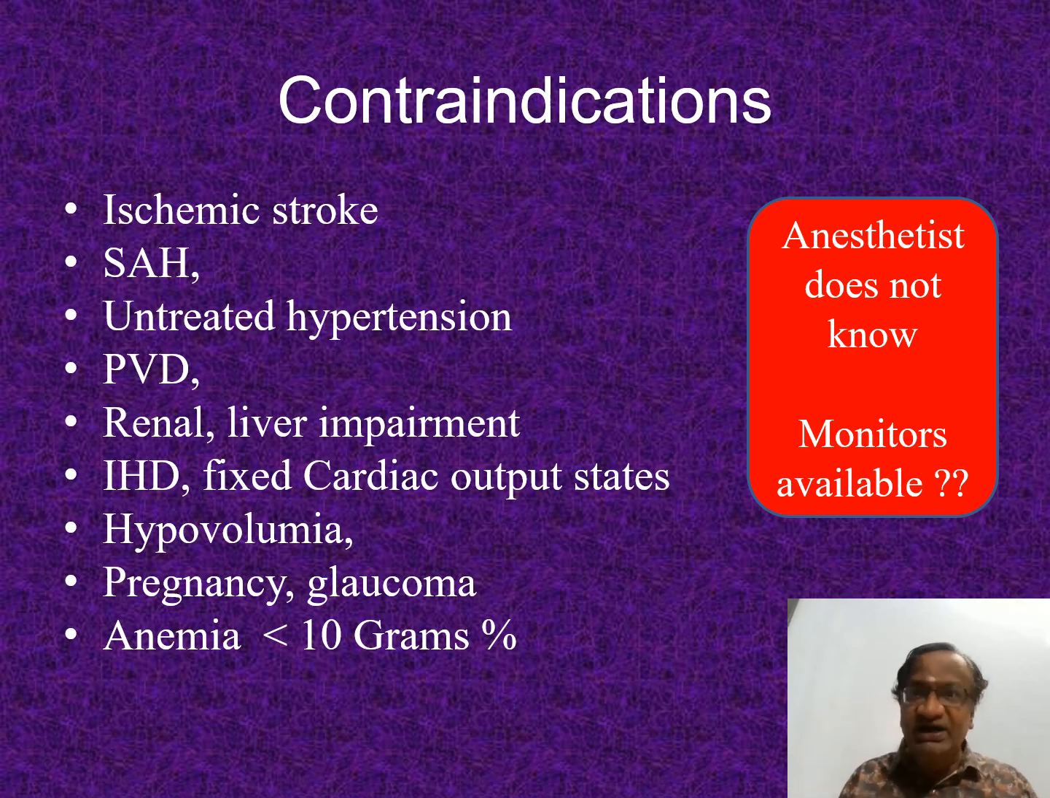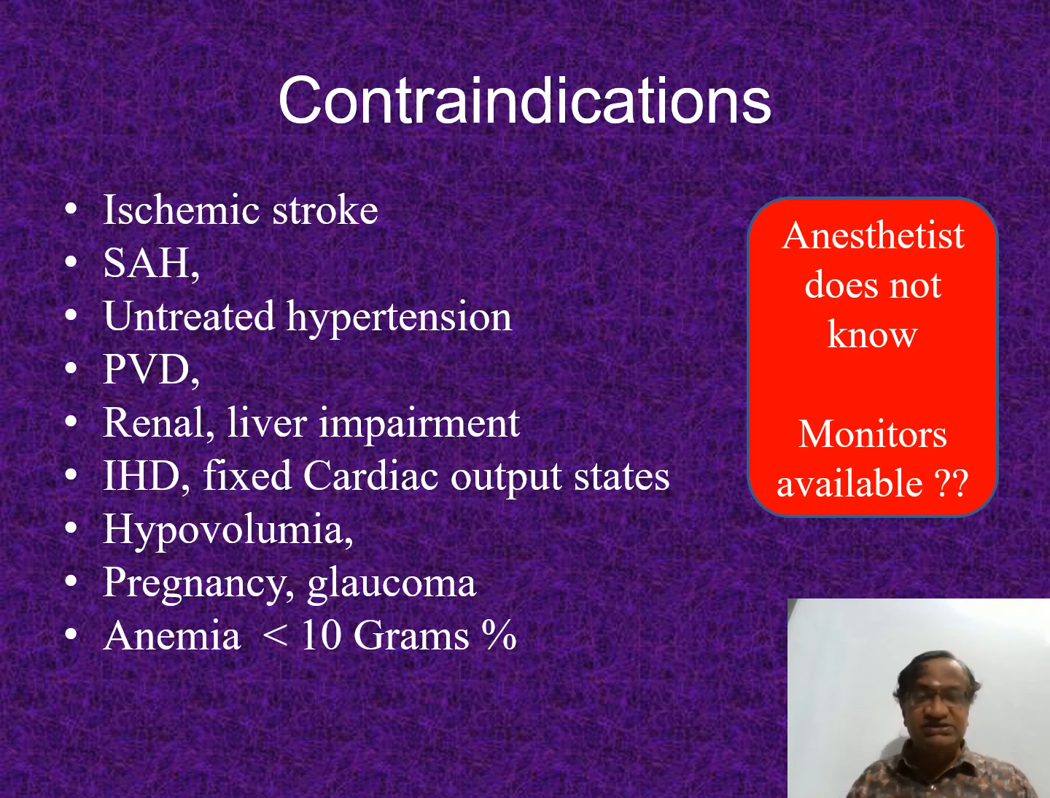Ischemic stroke, so contraindication. Subarachnoid hemorrhage, untreated hypertension, 180/110, don't go for controlled hypotension. Get it well controlled for a few weeks and then come back. Peripheral vascular disease, fixed cardiac output states like mitral stenosis or aortic stenosis. Already there is hypovolemia. Pregnancy, no. Glaucoma, no. Patient is already anemic, 8 grams. We don't call it 10 grams here, but it is usually mentioned as 10 grams. So these are all the contraindications of controlled hypotension.